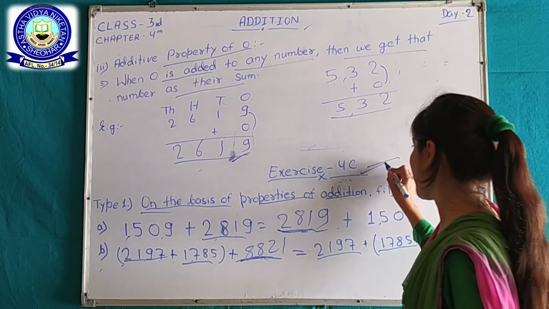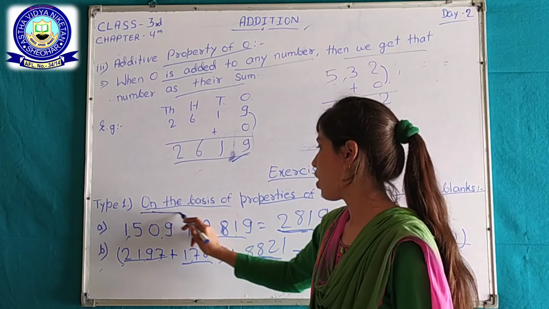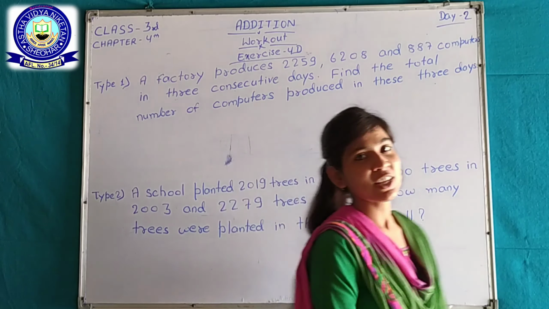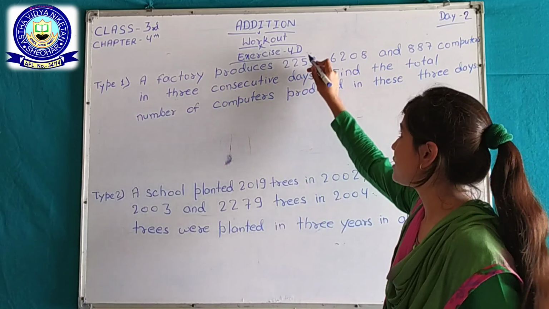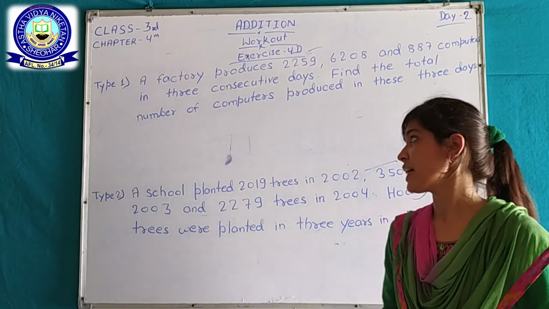This is your exercise 4C. You have to fill in all the blanks on the basis of properties of addition. This is the last exercise of your chapter 4, exercise 4D. In this chapter, there are some brainstorming questions of addition.